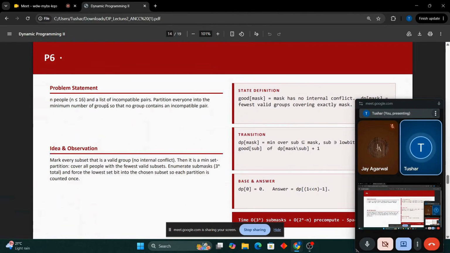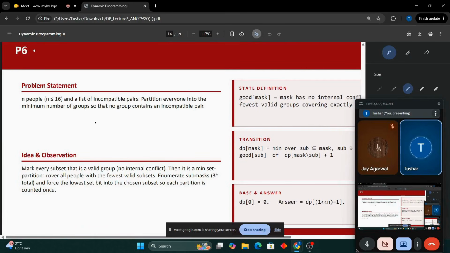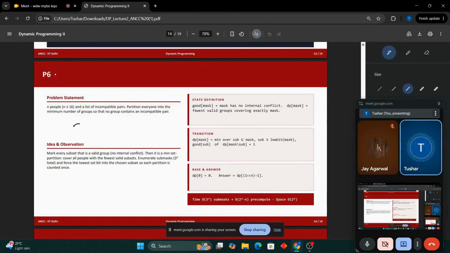Okay, so coming back to this problem, since we need to divide our persons into a certain number of groups, if we know that we have already divided certain persons into some minimum number of groups such that there is no conflict between them, then our state can be dp of mask, which says the minimum number of groups in which we can divide all the persons in this mask, such that there's no internal conflict in any of the groups, and we calculate this.